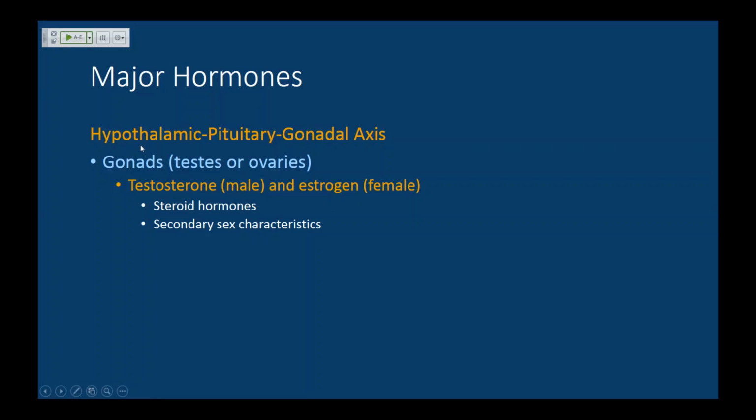So those are involved in the hypothalamic pituitary gonadal axis because they act on the gonads, which are the testes and the ovaries. Okay, so upon stimulation from FSH and LH, testosterone in the male and estrogen in the female will be produced. These are steroid hormones.